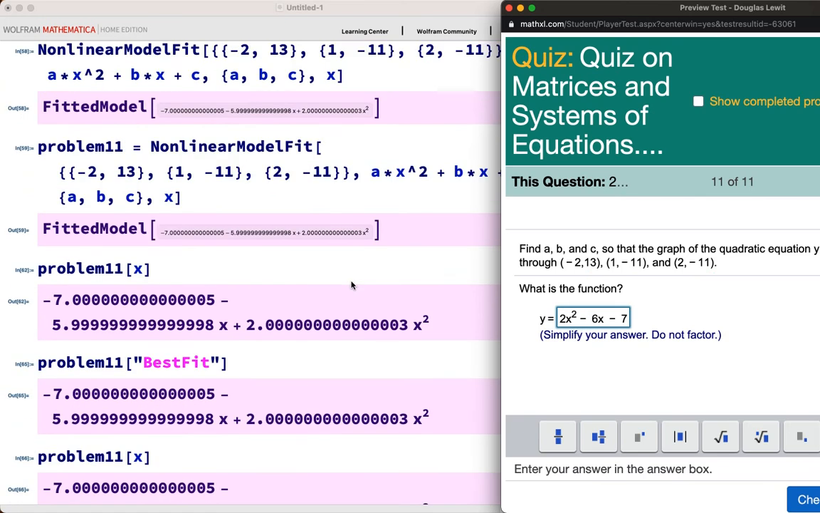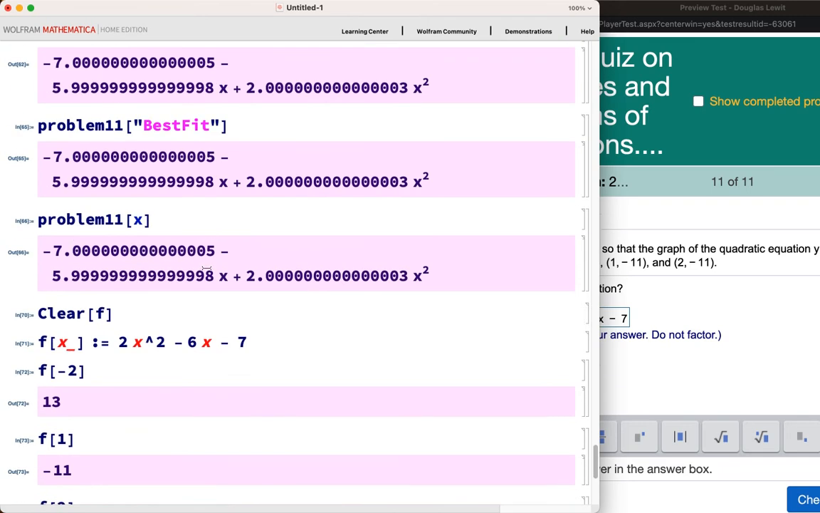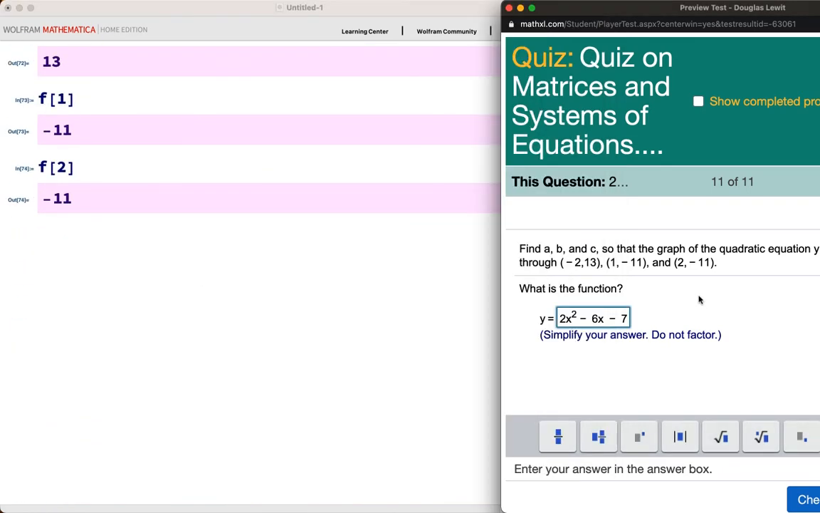Remember, the function is NonlinearModelFit. This L is not capitalized, it's a lowercase l. Mathematica, by the way, in case you haven't figured it out, is case sensitive. There's a difference between uppercase letters and lowercase letters in Mathematica.